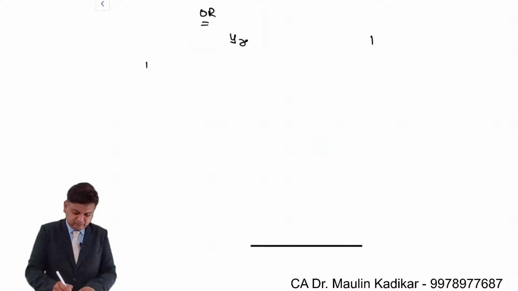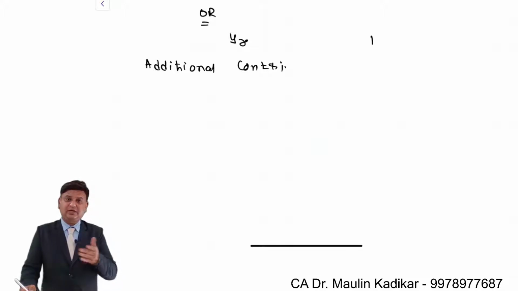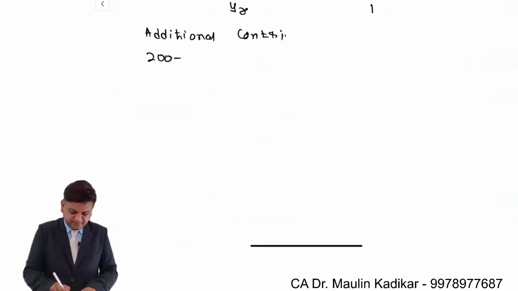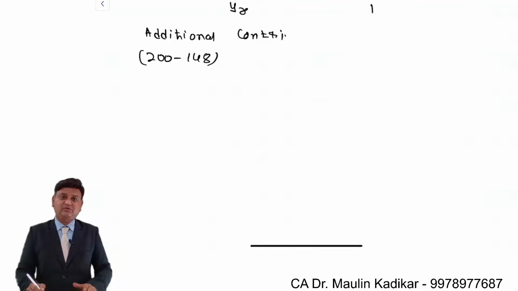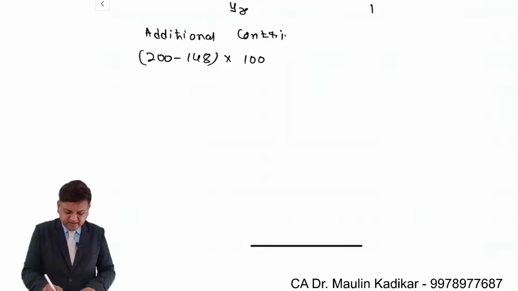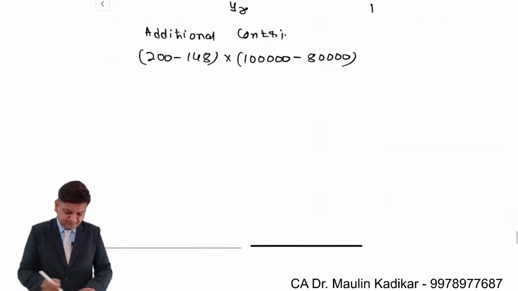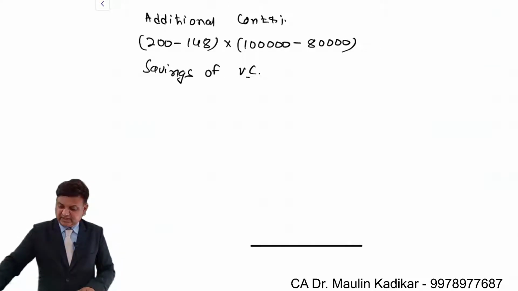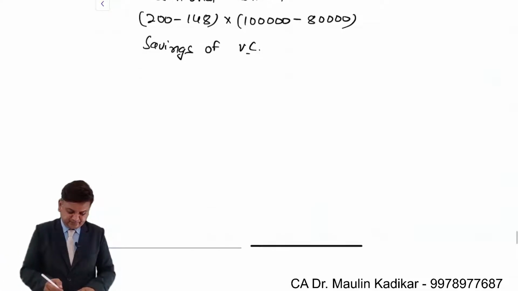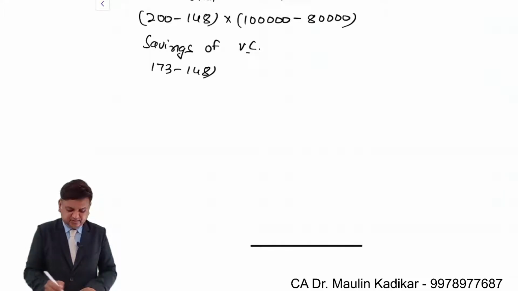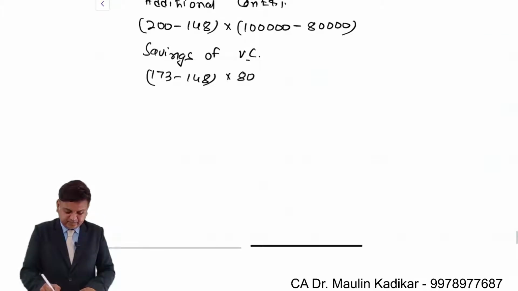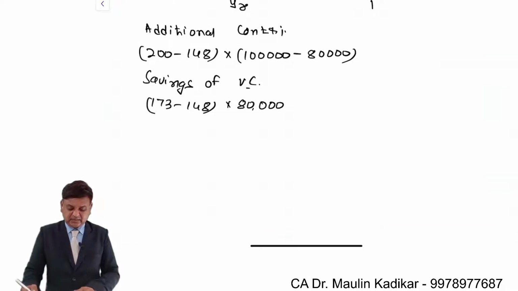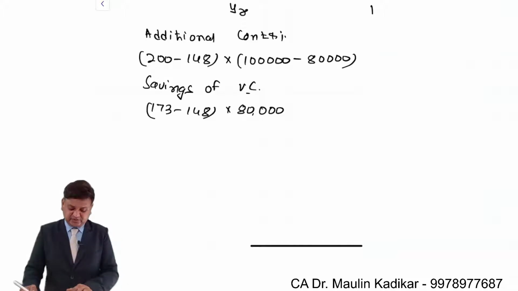Year 1. Additional contribution. We understand that if at all we operate with the new machinery, then 200 minus 148. So the contribution that you are able to generate is 52, multiplied with 1 lakh minus 80,000. 20,000 more units can be produced and sold. Savings of variable cost: we understand that 183.25 minus 0.25 minus 10, so from 173, it reduces to 148. So this is the savings on per unit basis, multiplying with 80,000 units. This is the way we can compute the additional income and savings of expenses.